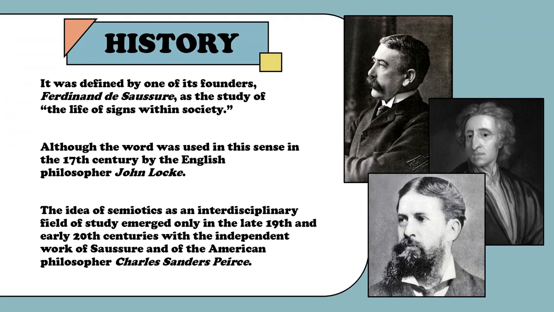For the opening, I will tell you about the history of semiotic analysis. It was defined by one of its founders, Ferdinand de Saussure, as the study of the life of signs within society. Although the word was used in this sense in the 17th century by the English philosopher John Locke, the idea of semiotics as an interdisciplinary field of study emerged only in the late 19th and early 20th centuries, with the independent work of Saussure and of the American philosopher Charles Sanders Peirce.